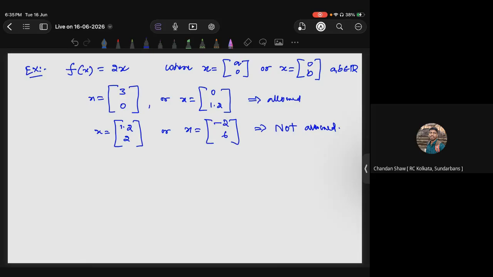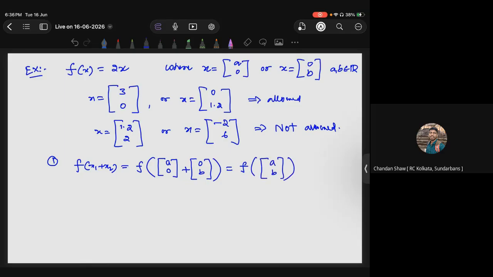Right. Now let us apply additivity. What we should do is f of x1 plus x2. I write it like this: f of a0 plus the x2 value 0b. That will be f of a comma b. Am I correct? Yes or no? Now tell me, is it additive or not?